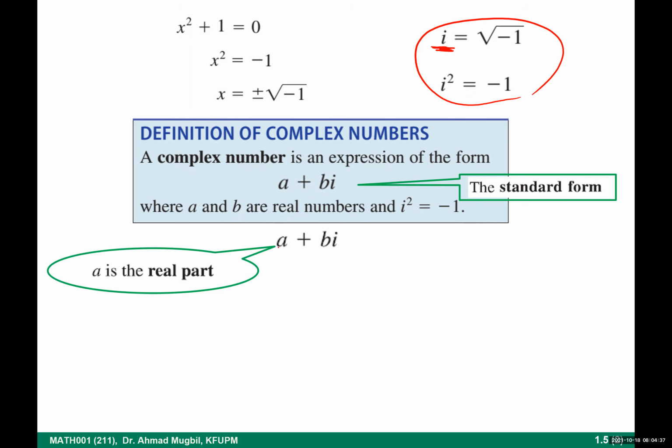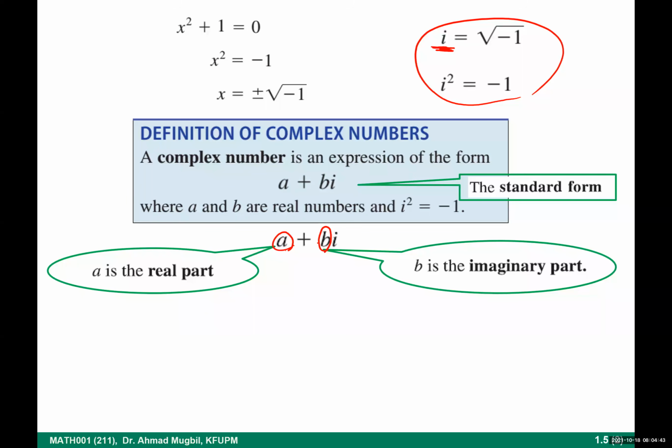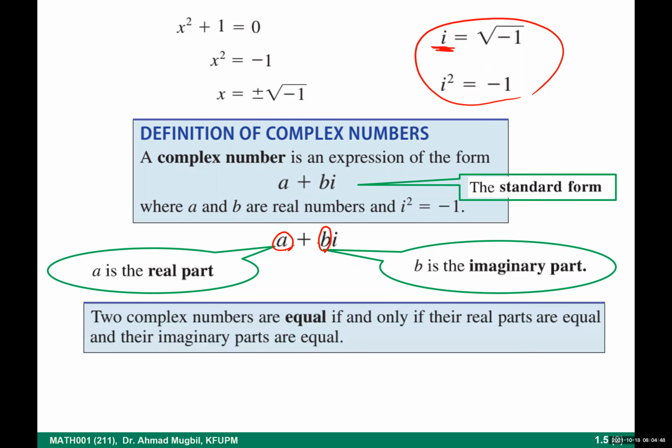This is also called the standard form of complex numbers. a is the real part. This part here is the real part. b, not bi, b is the imaginary part. i is the imaginary unit, so it is there. Two complex numbers are equal to each other if their real parts are equal and their imaginary parts are equal. So when you have two numbers, let's say a plus bi and c plus di, these two numbers are equal to each other if a equals c and b equals d. This is the meaning of that.